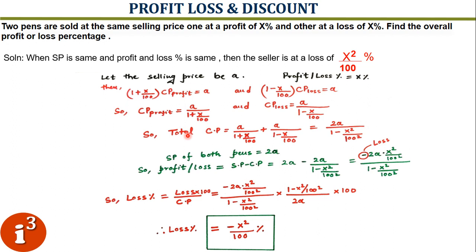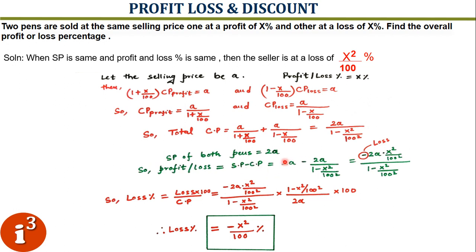So the total cost price will be the sum of these two cost prices, that is a by 1 plus x by 100 plus a by 1 minus x by 100. Using a plus b into a minus b is a square minus b square in the denominator, it will be 2a by 1 minus x square by 100 square. So we have got the cost price of both the pens. We know the selling price of both pens is 2a because we had assumed it to be a for one pen. So the profit or loss will be simply selling price minus cost price.